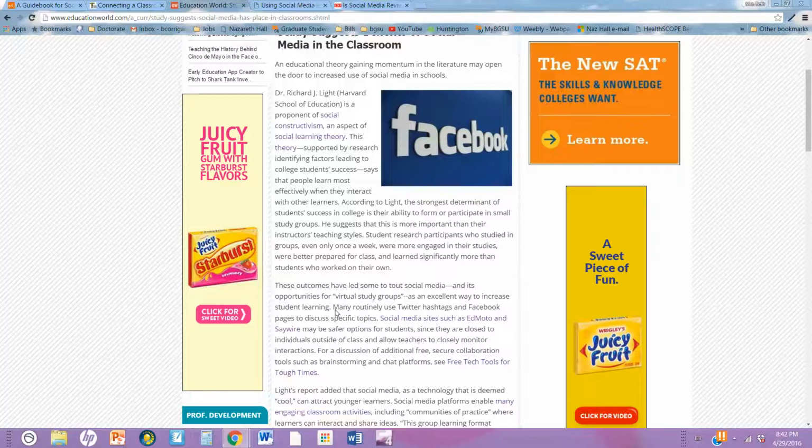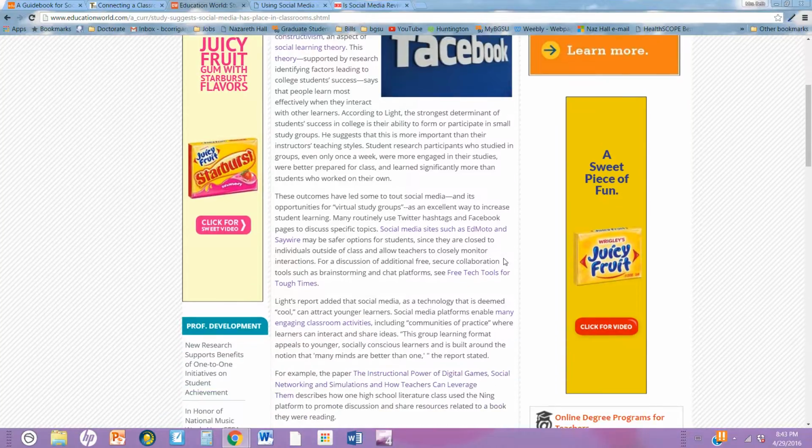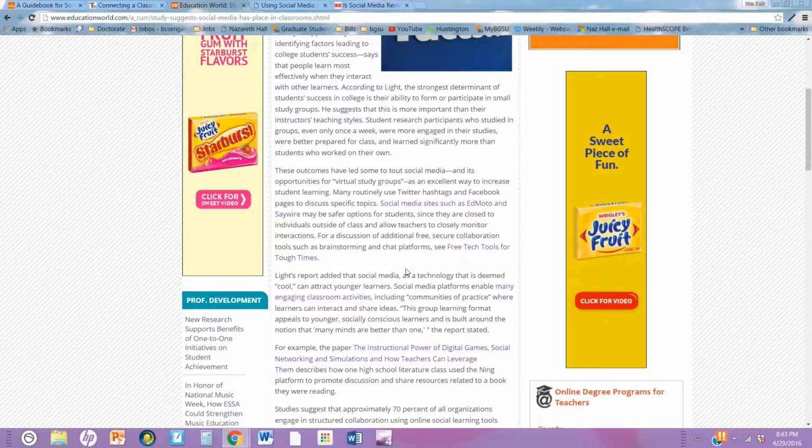Students research participants who are in the study, and even if it's only once a week, the more of them that are engaged, the more students will work together and learn. That's definitely a benefit, and he says it right there in his findings and in his articles. And Light even reports that some social media as technology can be deemed as cool. And I know professors don't want to be like, oh, I'm cool, I'm not.